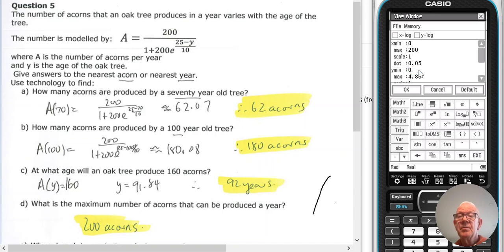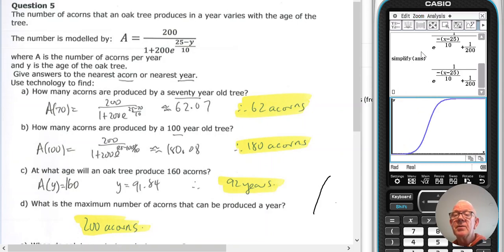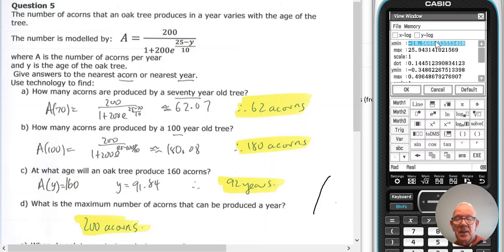And then from 0, I don't know what we're going up to, so I'll just press that and do zoom auto. It will automatically change the Y values. So I can see that it's asymptotic up the top, and it's asymptotic down the bottom. However, by the looks of it, it cuts the x-axis at some point. Oh no, that's okay. So it is asymptotic as I thought, so 0 through to 200.